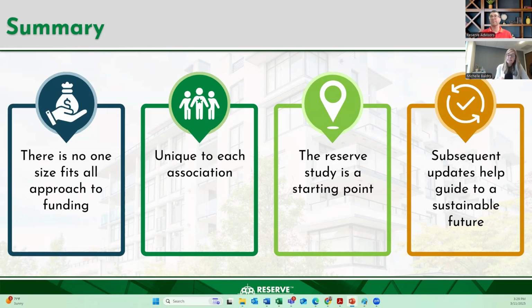So CAI's best practice is to really update reserve studies every 3 years. A lot of state legislation is more around 5 years. I think Florida, I'm in Virginia, I think Florida is actually like 10 years. So it's important to take into account legislation, but CAI does recommend updating every 3 years just because there typically are so many moving pieces for associations.